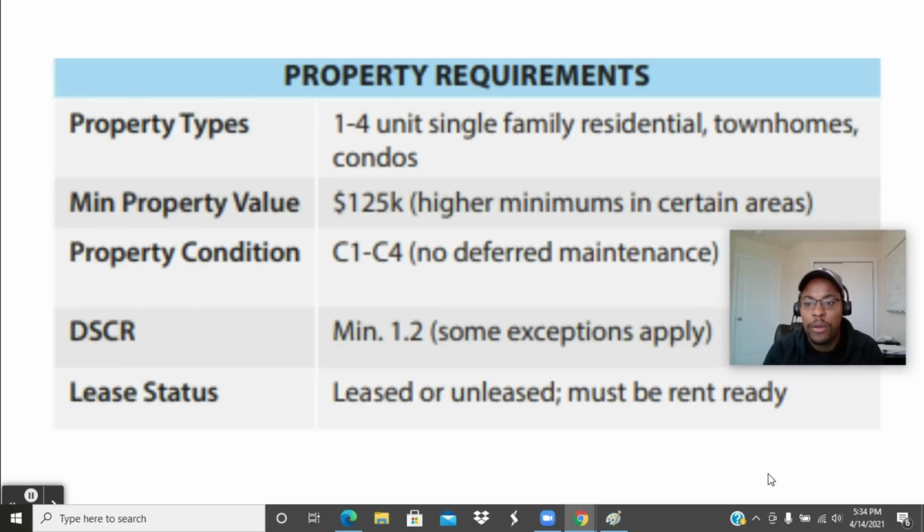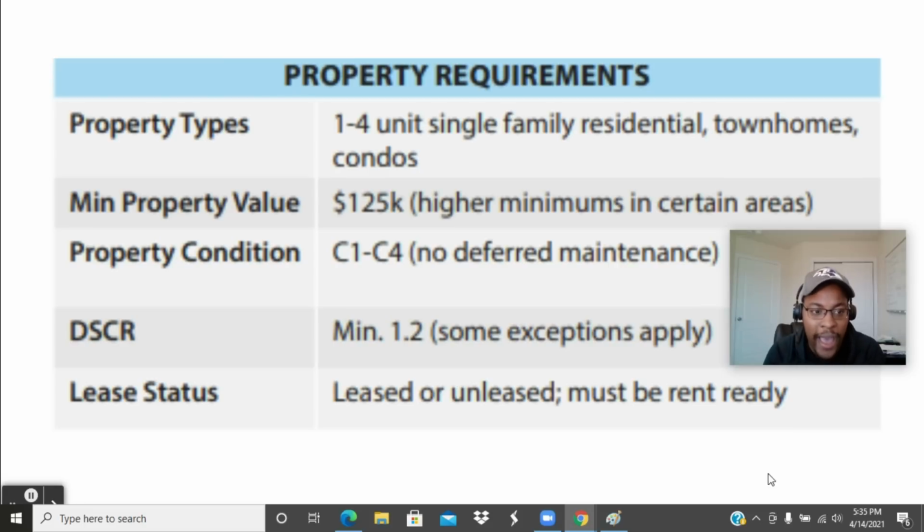Now, I took this from one of the lenders that we actually work with, a 1 to 4 unit family residential townhouse or condo. Some lenders might have minimum property values, meaning that they don't want to lend under a certain amount. And then property condition, usually for vacation rentals, this is going to be for move-in ready kind of turnkey properties. This isn't going to be for fixing and flipping type of financing. That would be more so of like a hard money lender. This is actually looking for turnkey properties.